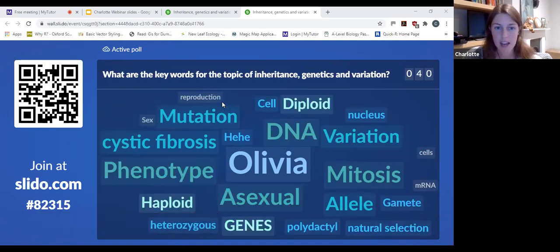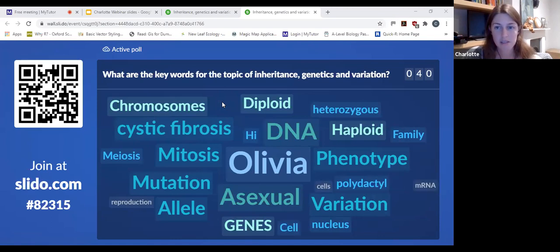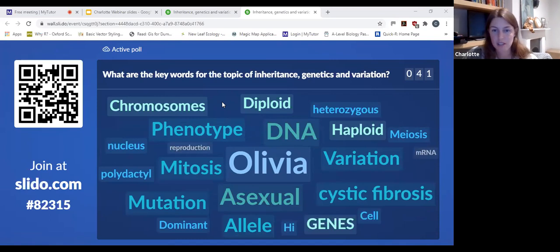Gamete, mRNA. Well done, everyone. Polydactyl is in there as well. Yeah.